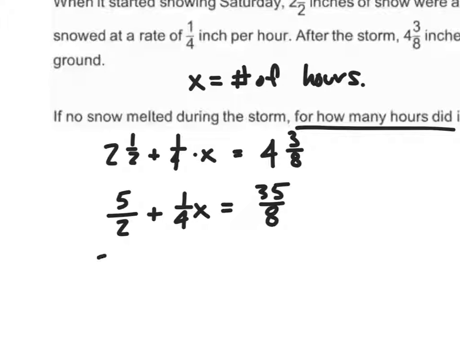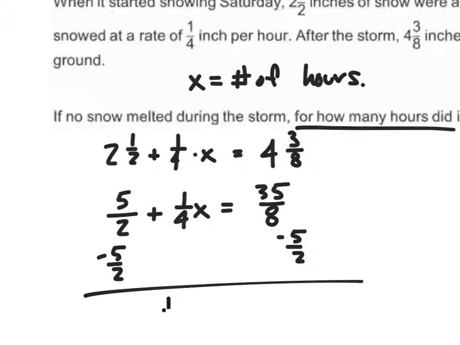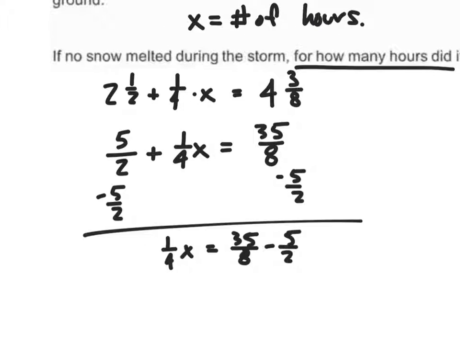Now what I'm going to do is solve this equation for x, okay? So I'm going to subtract 5/2 from both sides, okay? And we're going to get 1/4 x is equal to 35/8 minus 5/2. Now, between 8 and 2, my common denominator would be 8. So I'm going to multiply the top and bottom by 4 to get a common denominator of 8. So I've got 1/4 x is equal to 35/8 minus 20/8.